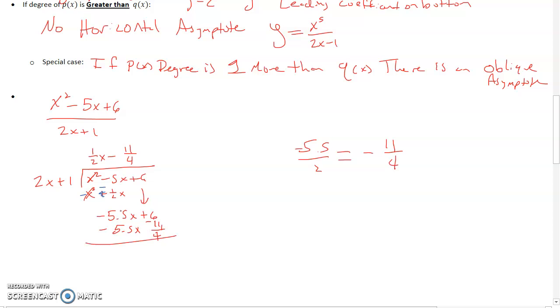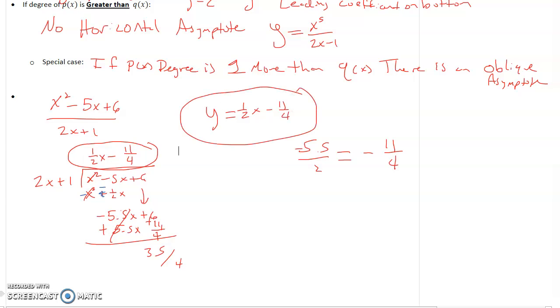Now here's what's nice. You can work this out. This becomes plus, this becomes plus, this works out, and you're going to get 35 over 4 for my remainder, but we don't really care because this is our oblique asymptote. So our oblique asymptote is y is equal to 1/2 x minus 11 over 4.